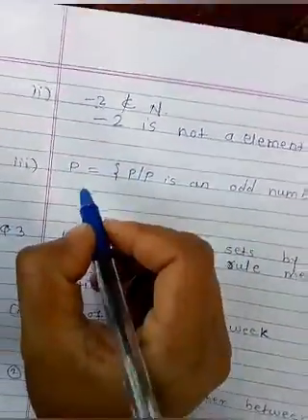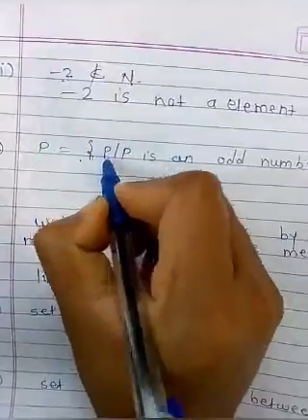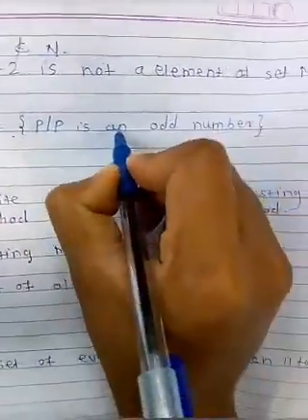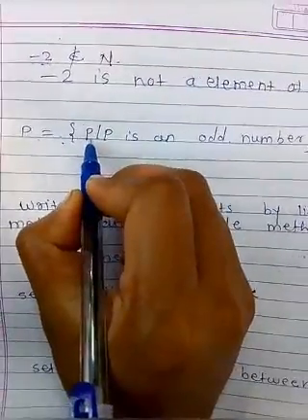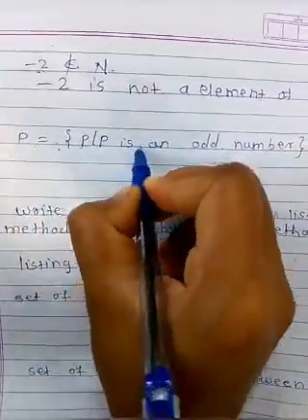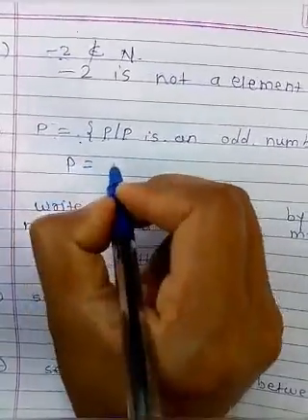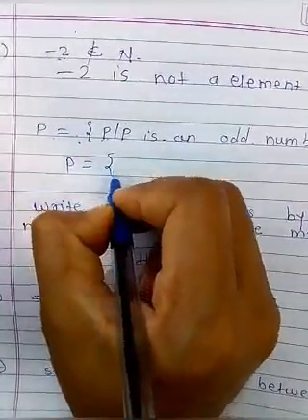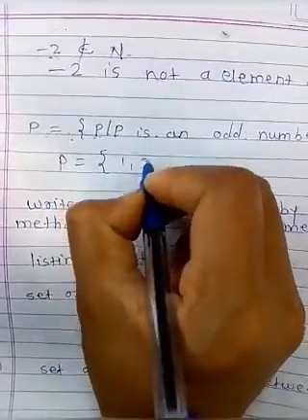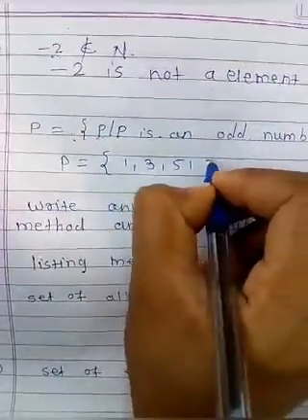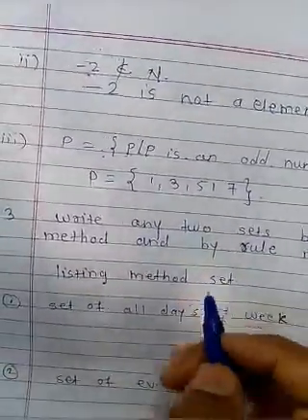And third one is what? P is the set of all P such that P is an odd number. Means P is equal to odd numbers. Which are the odd numbers? 1, 3, 5 and 7. Okay.